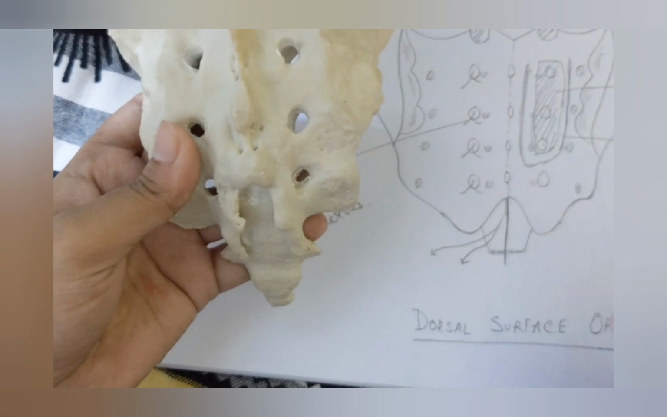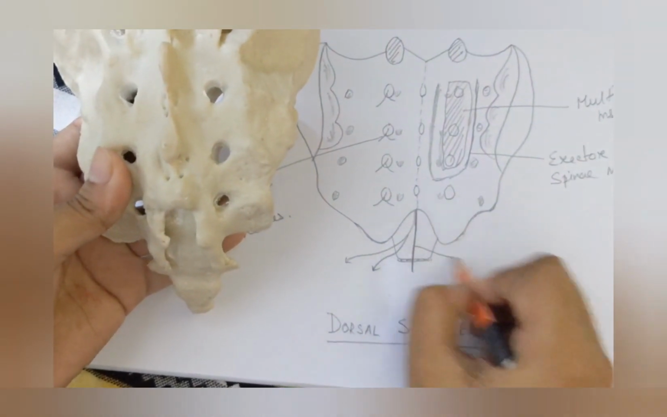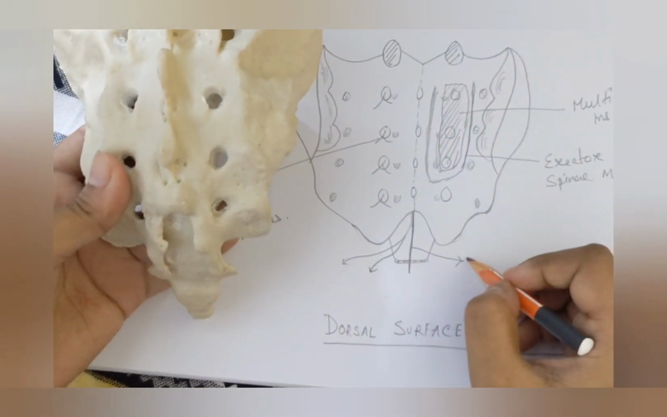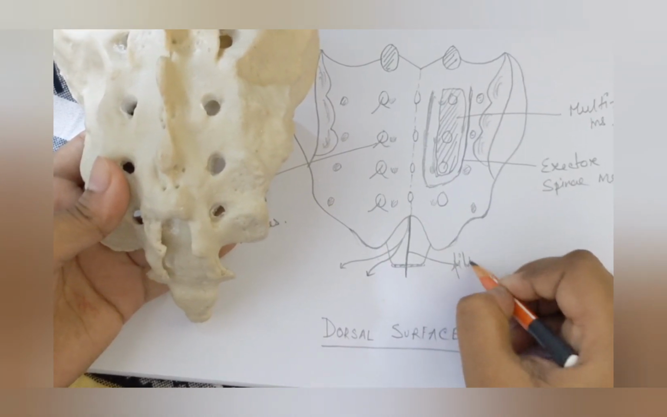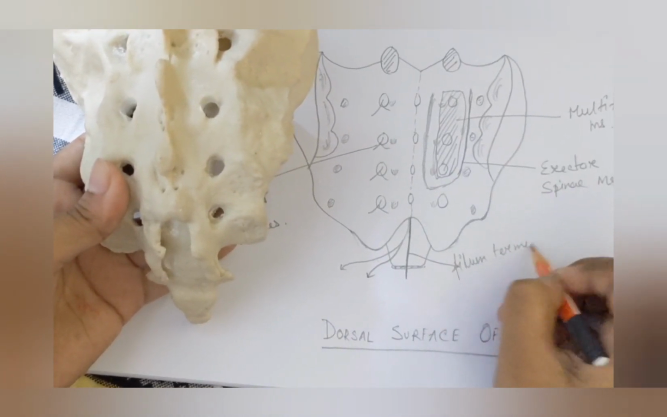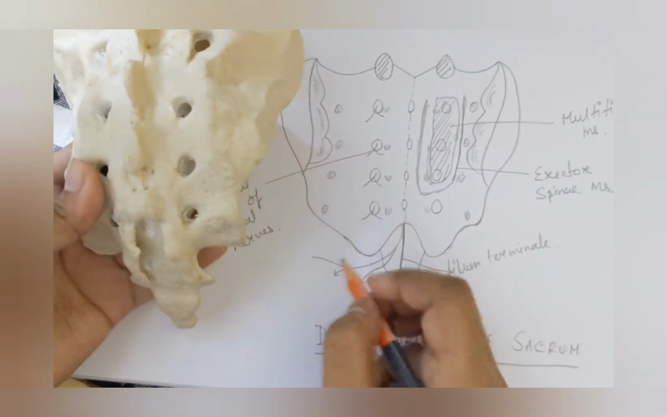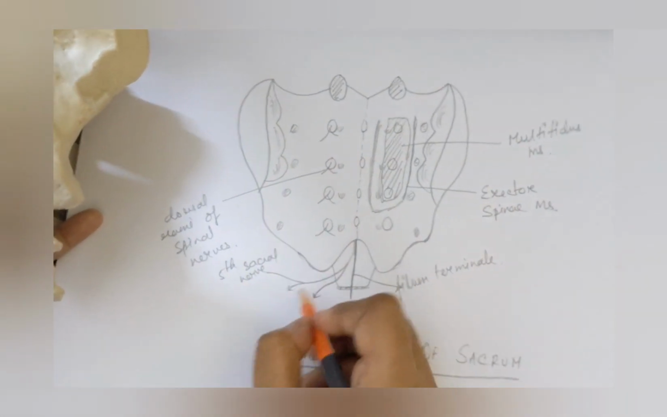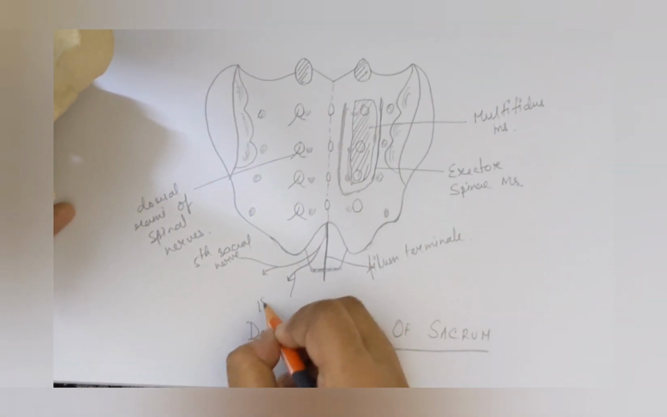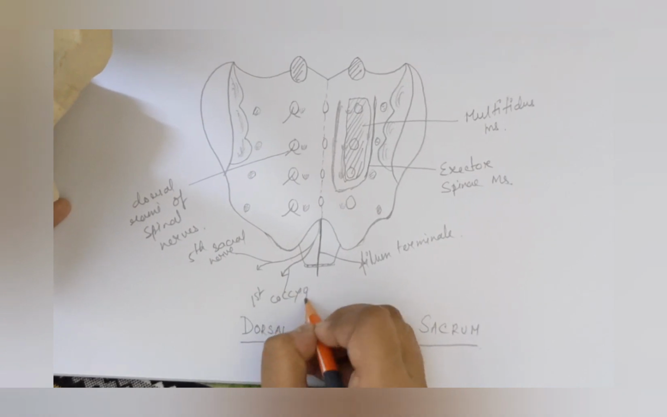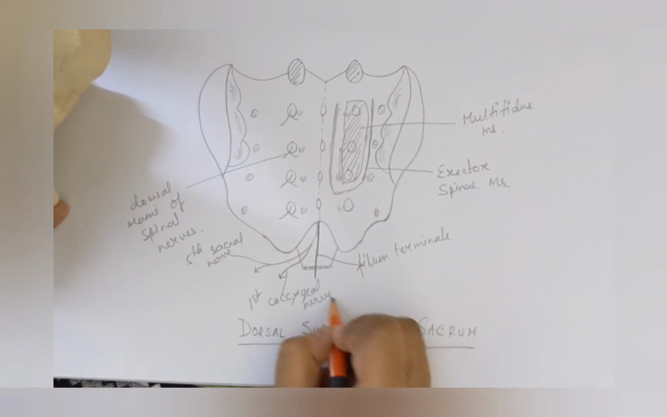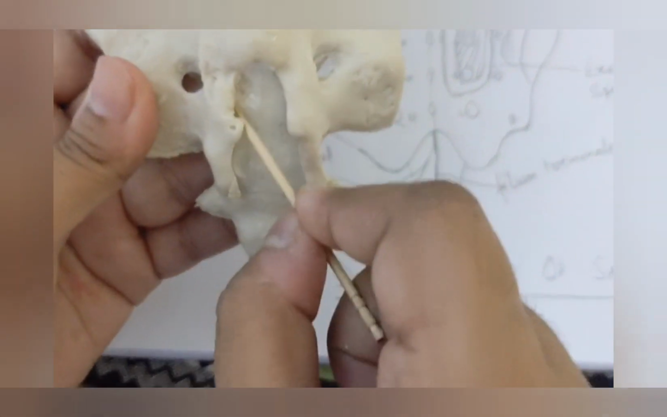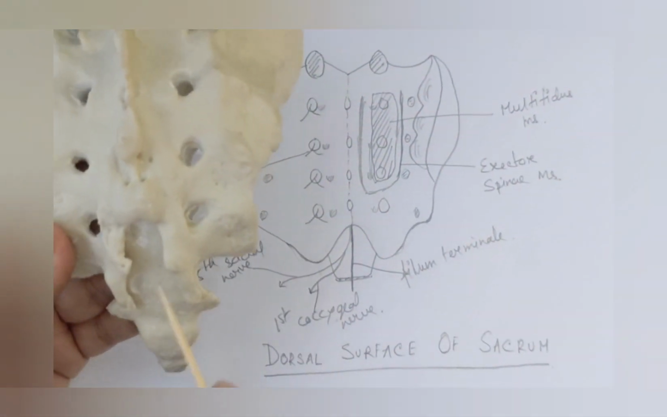Now, coming to the sacral hiatus. Through this sacral hiatus, the filum terminale, the fifth sacral nerve and the first coccygeal nerve come out.